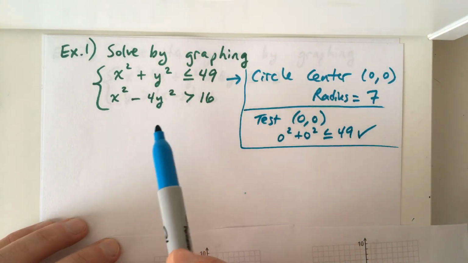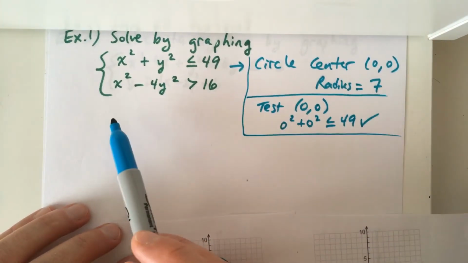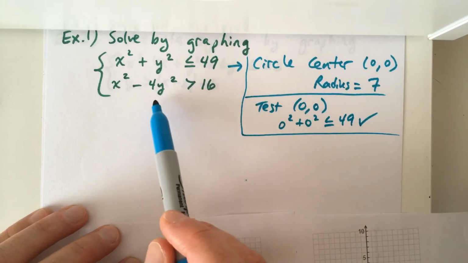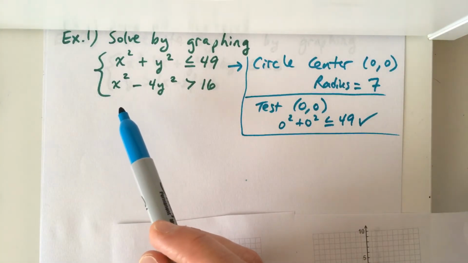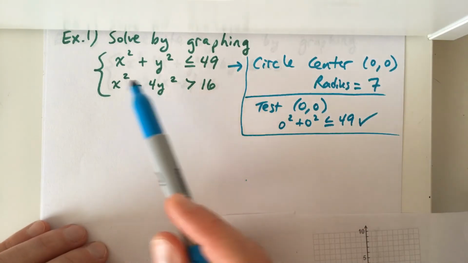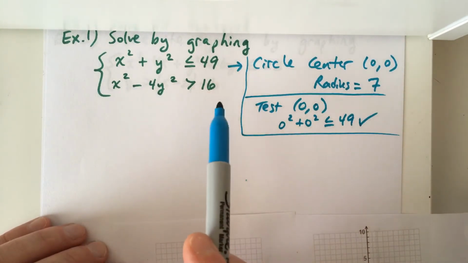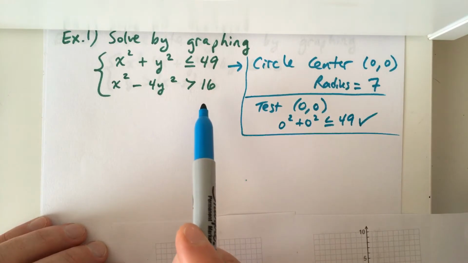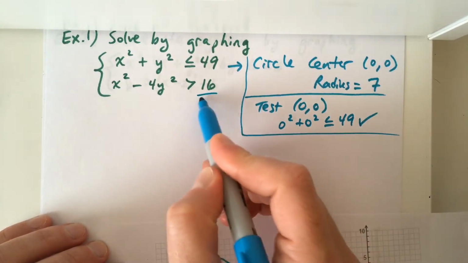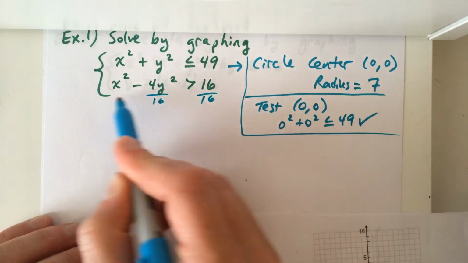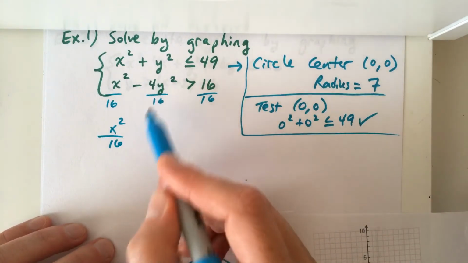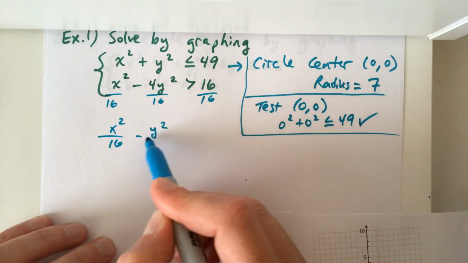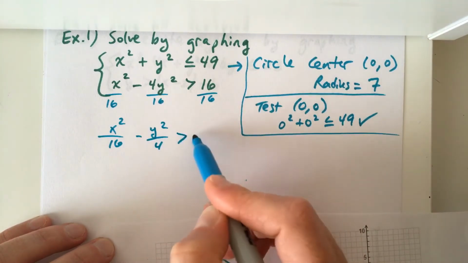Now let's think about graphing the second inequality. We have x squared minus 4y squared. As soon as I notice that the x squared and the y squared terms have opposite signs, I know it's a hyperbola. And to graph a hyperbola in standard form, we always want to get 1 on the other side of the equation. So I'm going to start by dividing each term by 16. x squared over 16, if I simplify here, minus y squared over 4 is greater than 1.